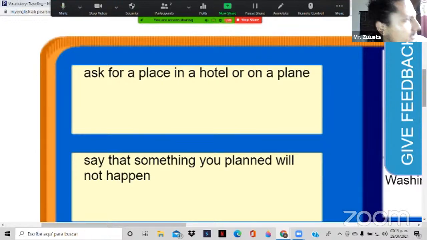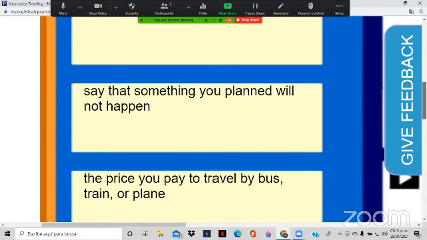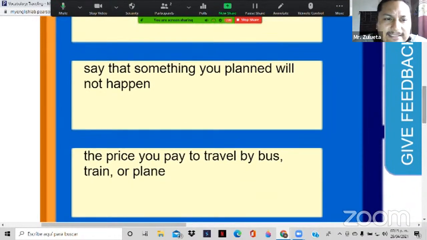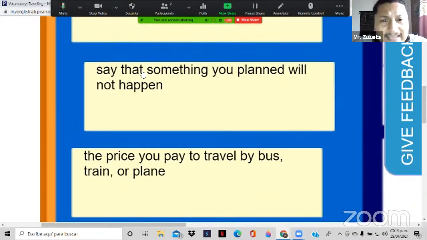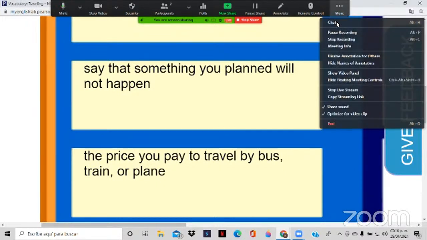Check. Check in. Correct? Check in. Very good. Number 2, let me read it. Number 2, say that something you plan will not happen. Maybe yes, we can check. Ajá, adelante. Ajá, can you type it? ¿Lo puedes teclear? Type it on Zoom. Because I cannot hear you.